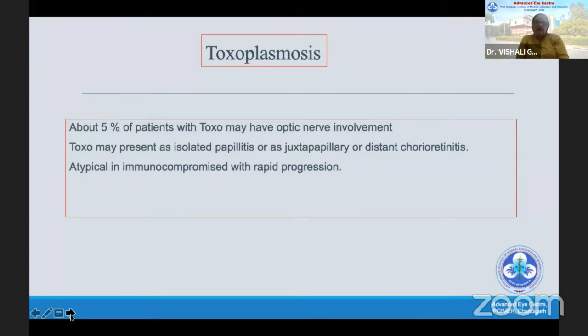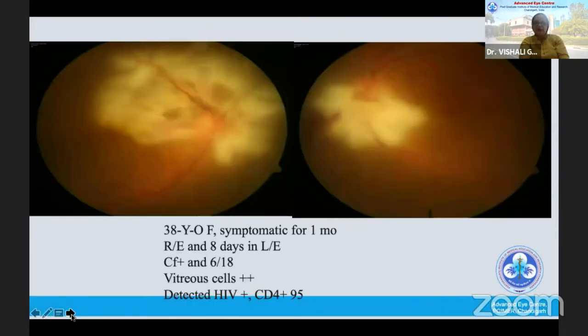Another common infection which we all see is toxoplasmosis, which may present as isolated papillitis or juxtapapillary papillitis, or there may be distant chorioretinitis. It is very, very commonly seen in atypical form of toxoplasmosis in the immunocompromised patient.